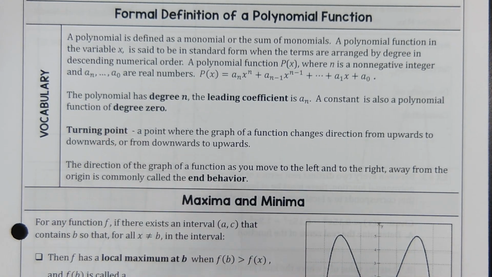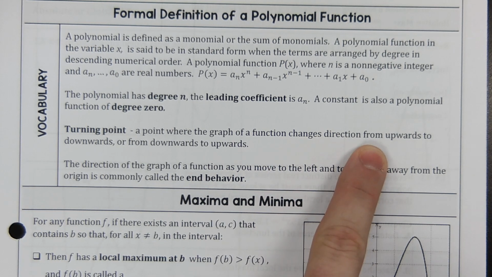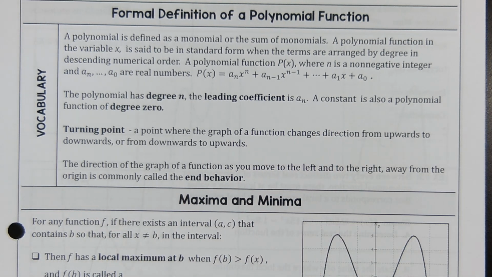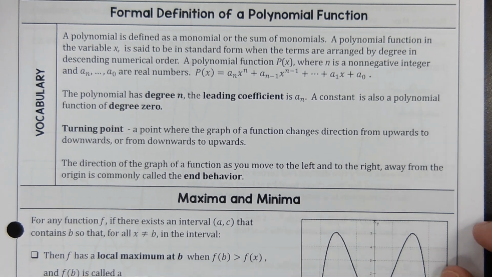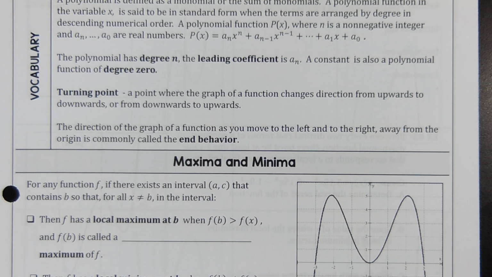Turning point, I can't remember if we actually coined this term yet or not, but a turning point is a place where the function changes direction. So you stop going up and start going down, or stop going down, start going up. Essentially, swapping between increasing and decreasing. It's called a turning point. And end behavior just means what's the graph doing to the far left and to the far right. That'll come up more later on in the unit.